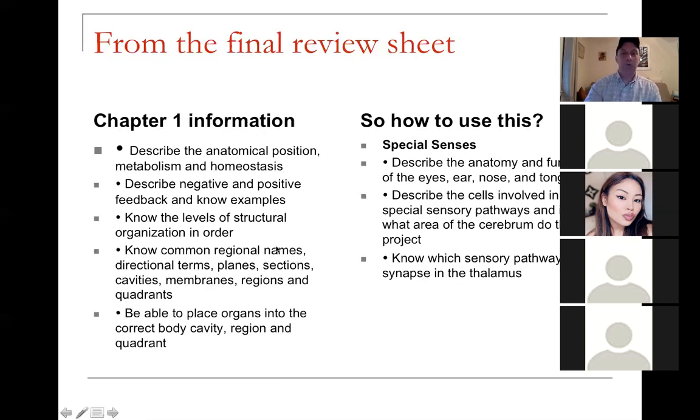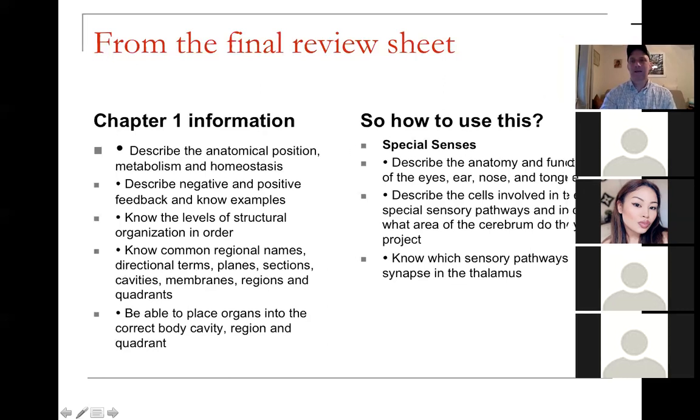So now, how would we use this with, say, the special senses? Well, let's think about that. Where are your eyes? Your eyes are inside an orbital cavity. Where are your ears? Where is your nose? Where is your tongue? So you describe the anatomy as you're going through this. That's what you want to practice doing, because those are the types of questions we'll be asking on your final.